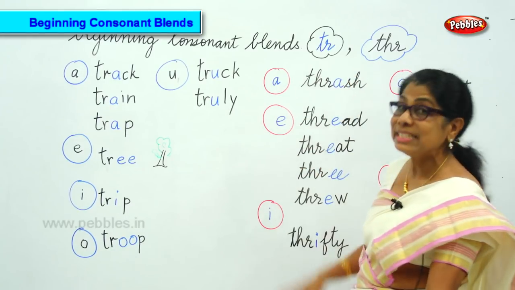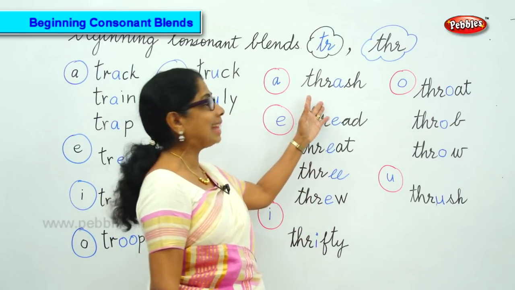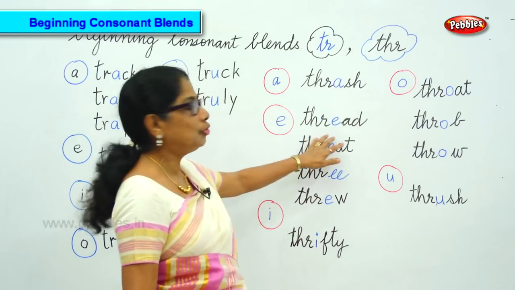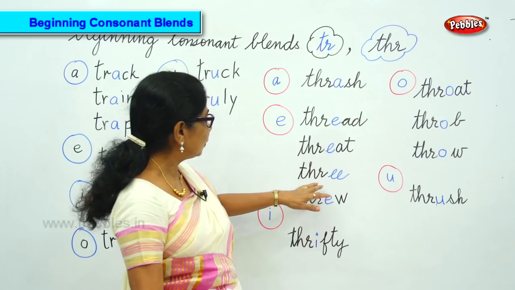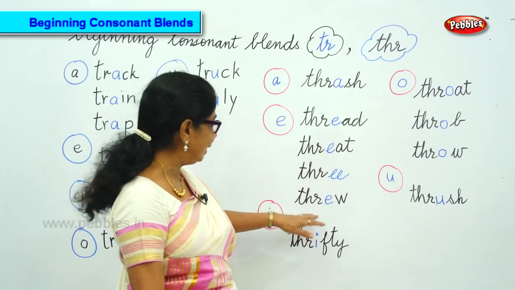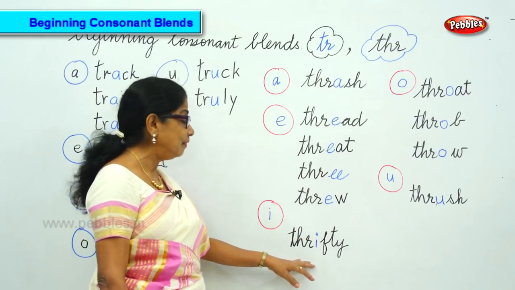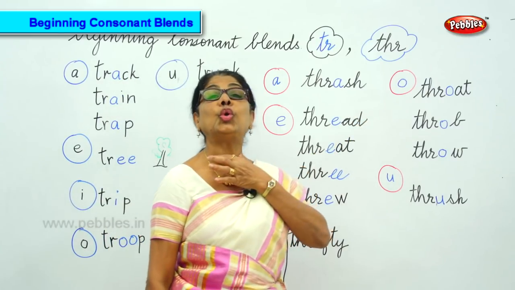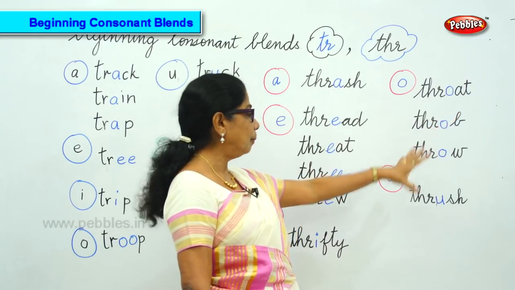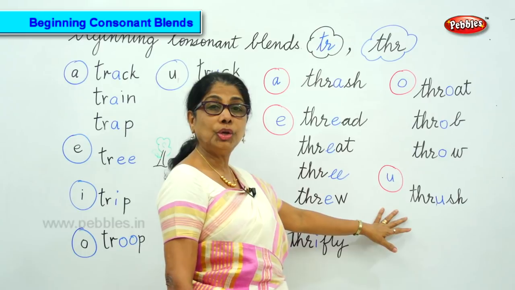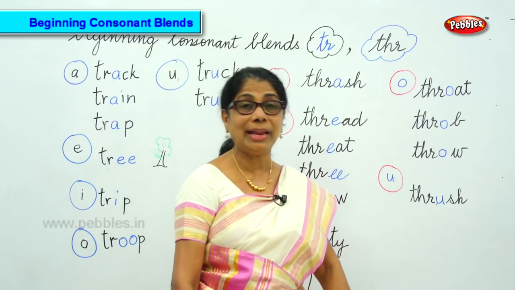Then we have the THR sound. Thrash, beat somebody up. Thread is a thread. Threat, you get threatening from someone. Three, the number three. Then through. Then in I you have thrifty, and in O you get throat and throb, your heart throb, and you throw something, you throw a ball. And finally, with U, you have thrush, a tiny bird. T-H-R, you get the blend thr.